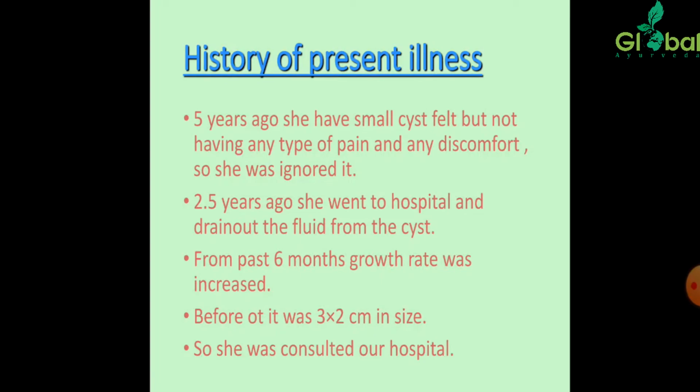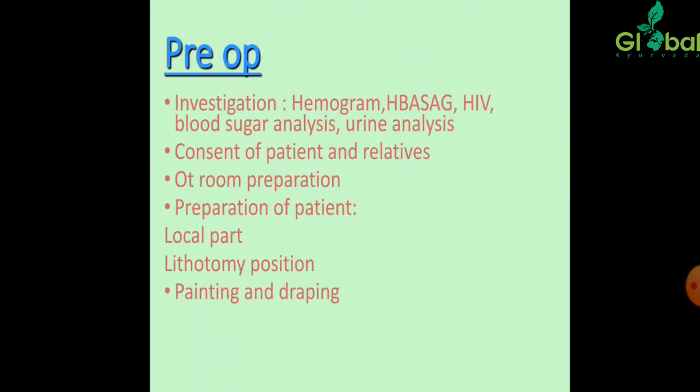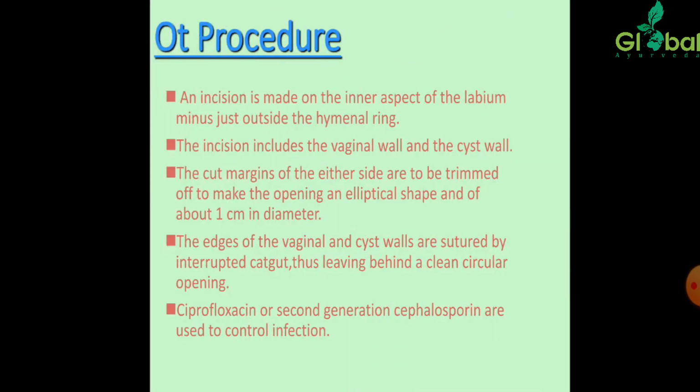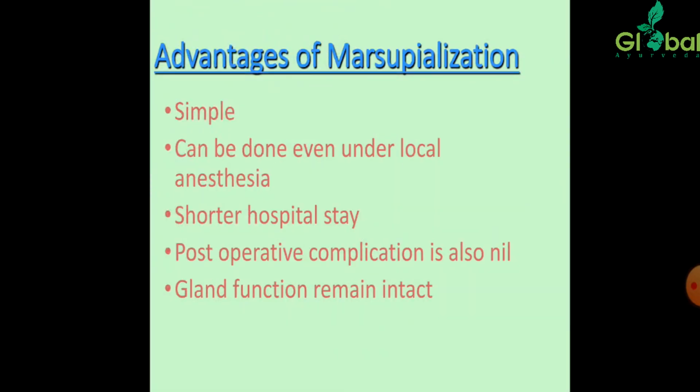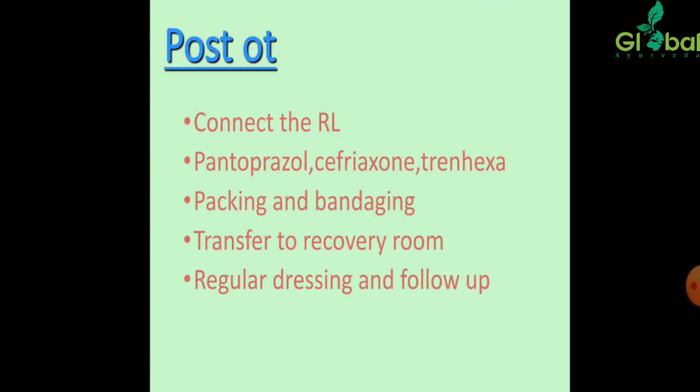2.5 years ago, she went to hospital and the fluid from the cyst was drained out. For the past 6 months, the growth rate increased. Before the operation, it was 3 by 2 centimeter, so she consulted our hospital. Actually, this was a recurrent Bartholin cyst. Pre-op, we did all the required investigations. Directly we are coming to the pictures.